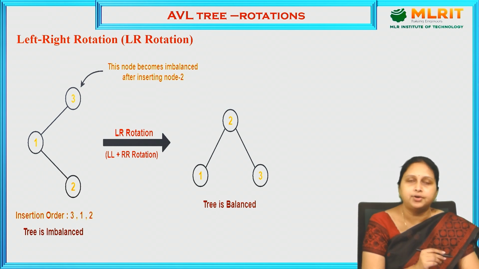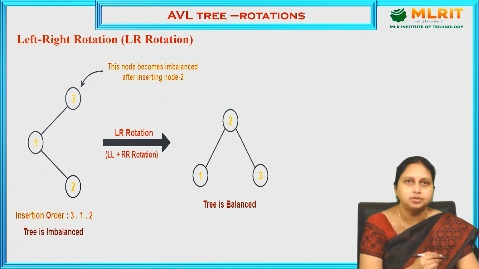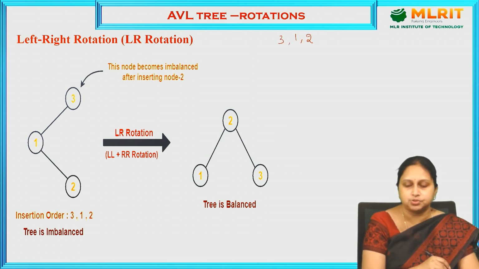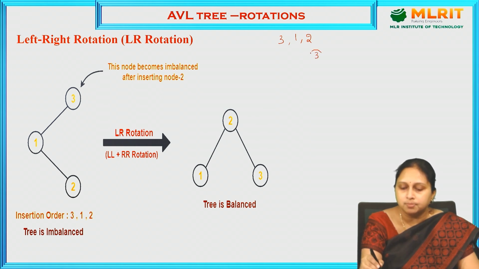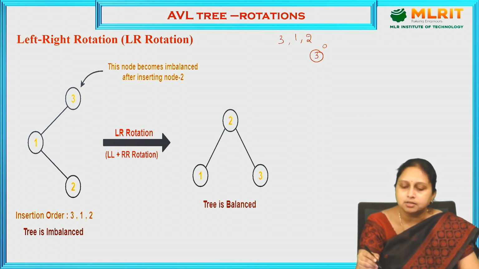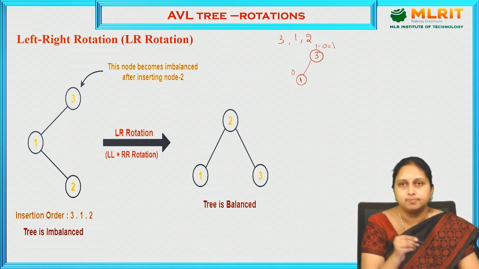Next, left-right rotation. Now you can see how this will be performed. Suppose you have been given the elements 3, 1, 2. Right? Construct a tree first. First node is 3, no problem. Balance factor is 0. Next, insert 1. Where we need to insert 1? Inserting 1 on the left of this. Why? Because 1 is less than 3, right? Now check the balance factor. Yes, the balance factor for this one is 0 and for this it is 1 minus 0, which is nothing but 1. Up to now we don't have any problem.